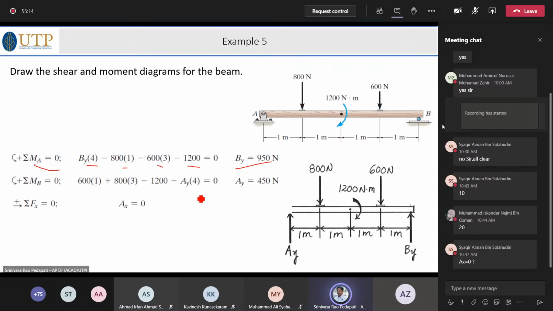Once you get BY, you can use the same rule, sigma M, or you can take sigma FY also. Sigma FY: 950 plus AY is equal to 1400. Therefore, 1400 minus 950, you will get 450. So you can use sigma FY also, if you want to solve this. So this part is over.